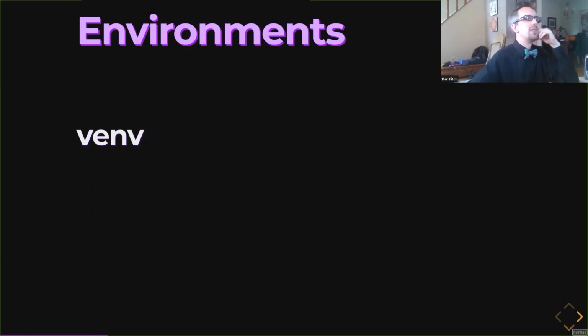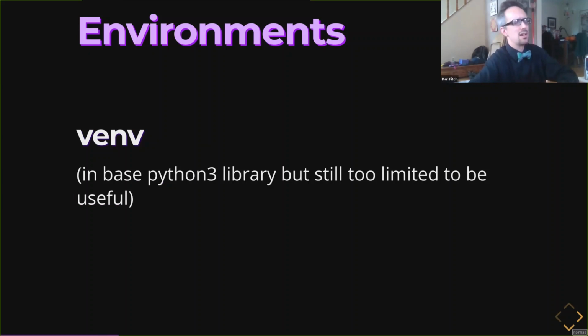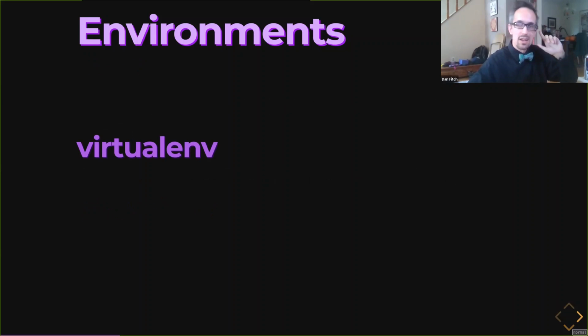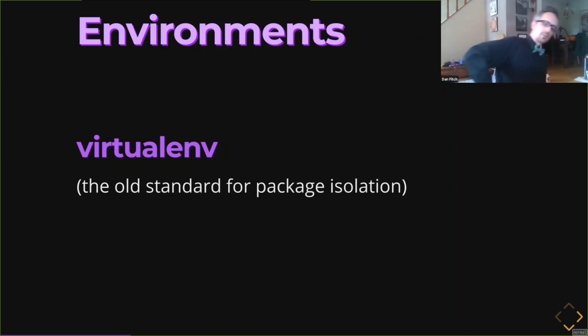And then venv is the new thing in Python 3. I've looked at it a bit, but it's still not useful enough to be worth a look. So don't use the built-in venv. If you need an environment, you can use virtualenv. So this is kind of a long-standing standard for package isolation, where you can say, here are the packages that I need for my program to work, and create a file that stores those dependencies. And then someone else can say, hey, virtualenv, make me a little box that contains all these packages.